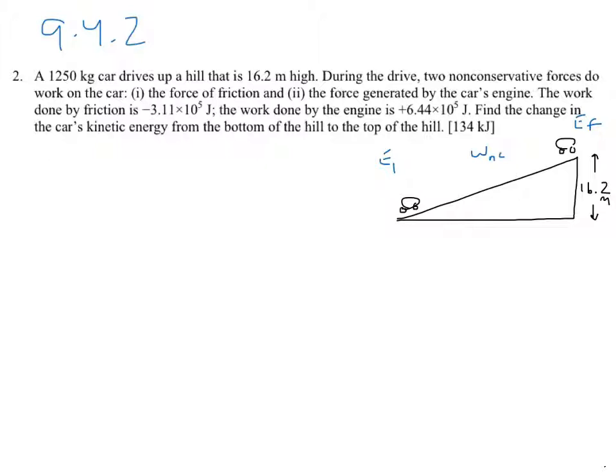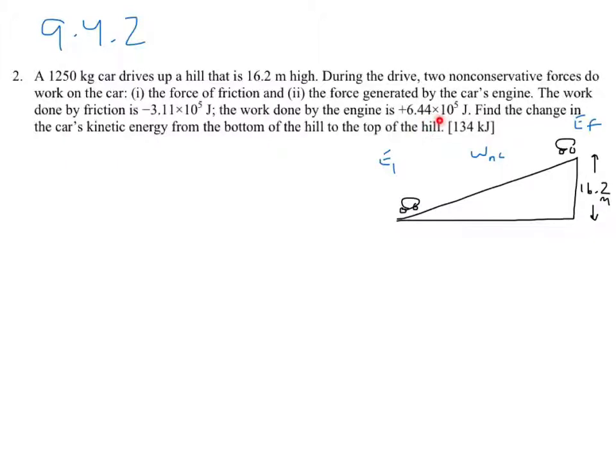So what kind of non-conservative work is happening right here? Well, we have a non-conservative force due to friction. Friction is going to be robbing the system of 3.11 times 10 to the fifth joules. The engine, even though it's kind of inside the car, is considered an outside force. That is, it's getting its energy from somewhere else, namely gasoline. So the engine is putting energy into the system to the tune of 6.44 times 10 to the fifth joules.